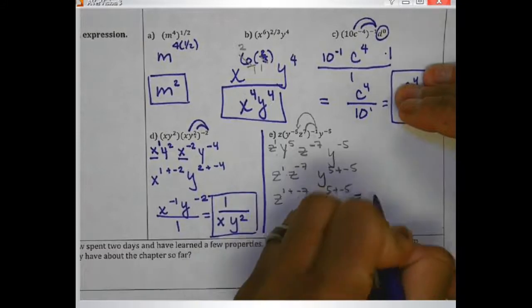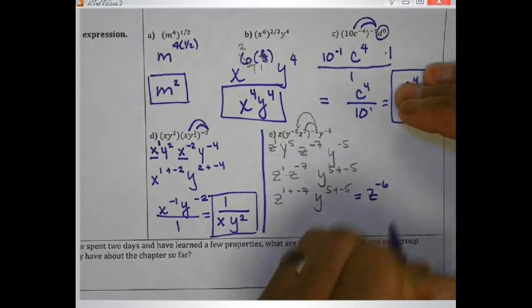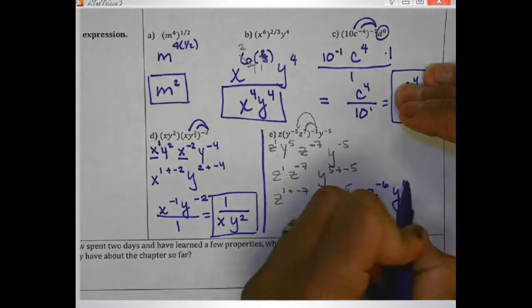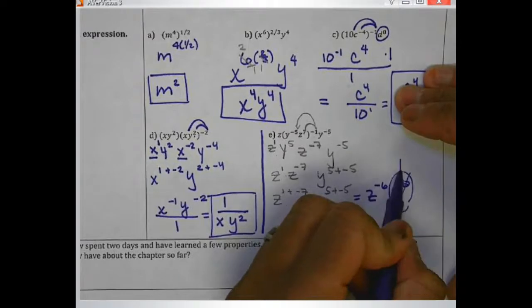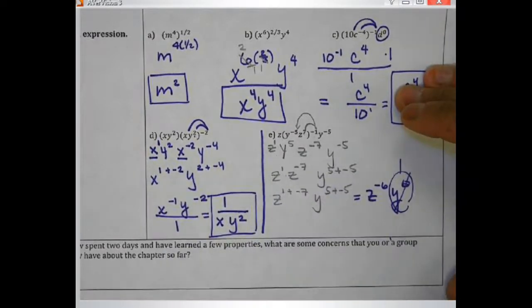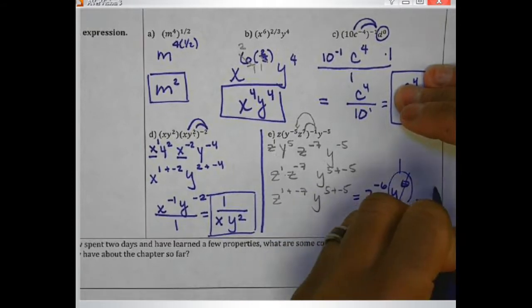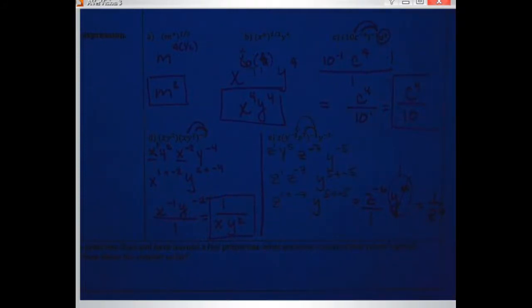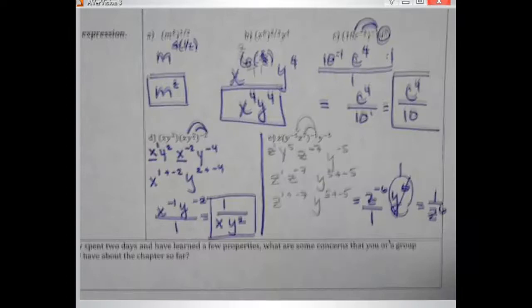So total, I have z. 1 plus negative 7 is negative 6. And then I have y. Ooh, 5 plus negative 5 is 0. I don't know why I get excited for the 0 exponents. Well, anything to the 0 power is 1. So I just have this z to the negative 6. I'm going to put that over 1 because I see that negative exponent, and I'm going to move it to the bottom. Ooh, that's fun. Okay. 1 over z to the 6th power is my wonderful solution for that one.